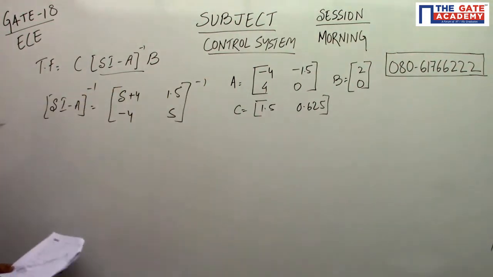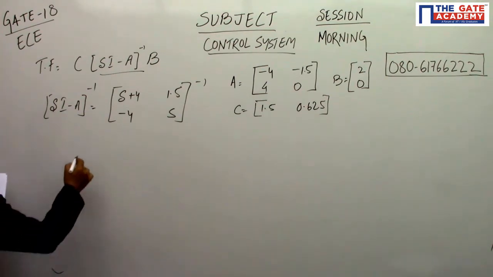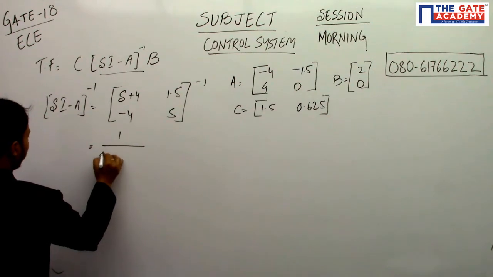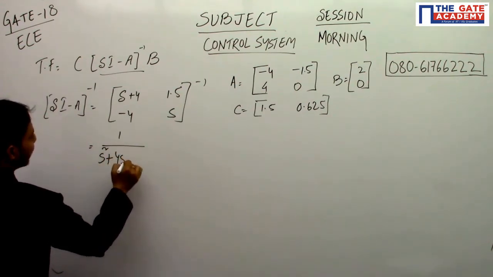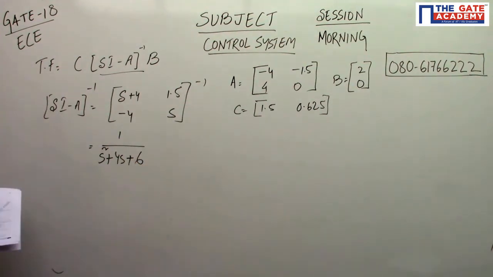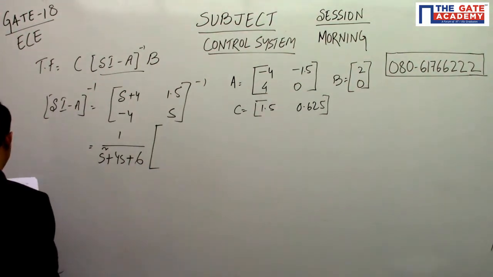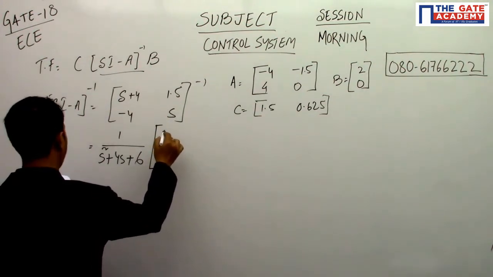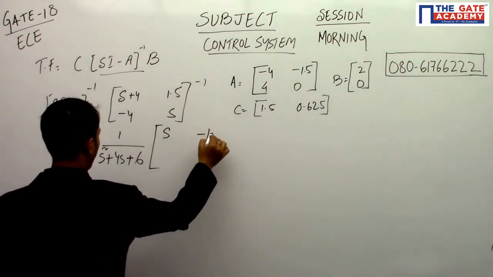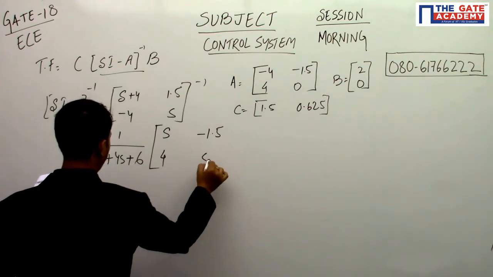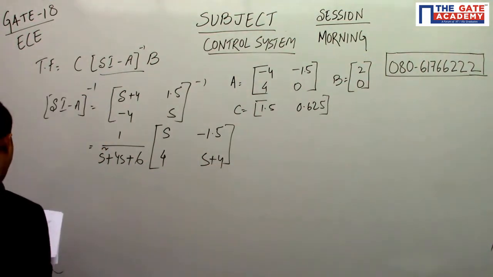Now inverse of this particular matrix, if we calculate, first of all we will get the determinant here, that is S square plus 4s minus 4 into minus, then it will become plus 6. Okay, and the adjoint of this particular matrix, which will be S, minus 1.5, plus 4, and this S will come here.